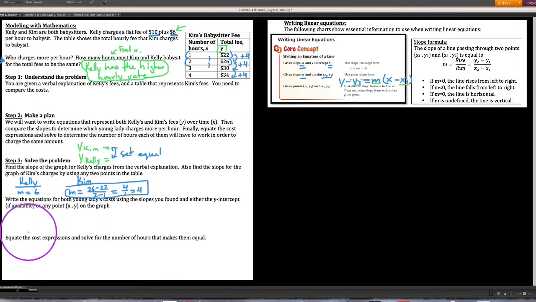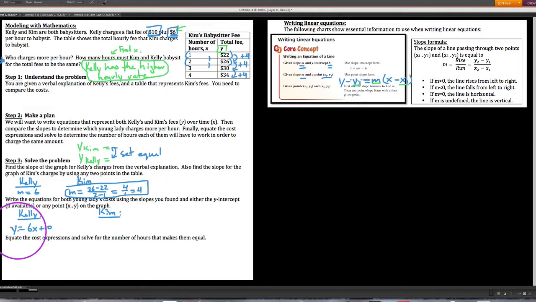So when it comes down to writing Kelly's equation here, it's very easy to do because we do know her y-intercept. She charges an initial $10 plus $6 per hour. So Kelly's line would be equal to $6 times the number of hours plus 10. The one that we need to use the point slope form on, though, since we don't know the y-intercept, is Kim's babysitter's fee up here.